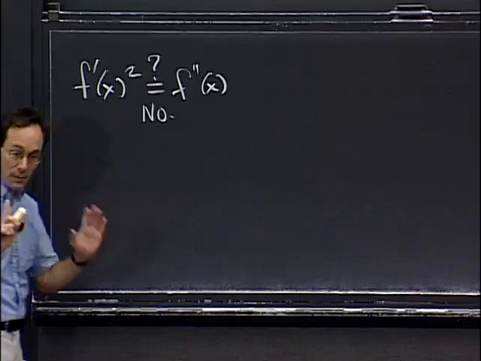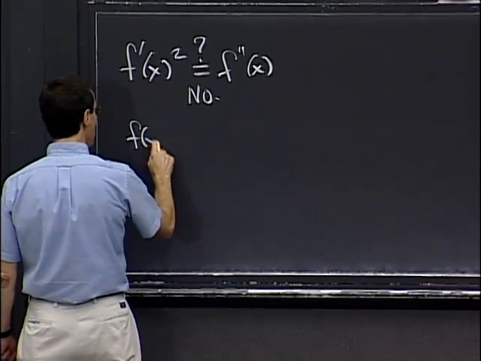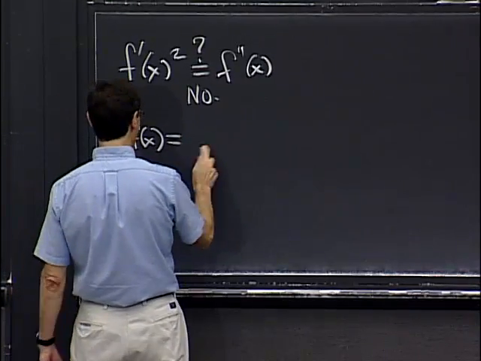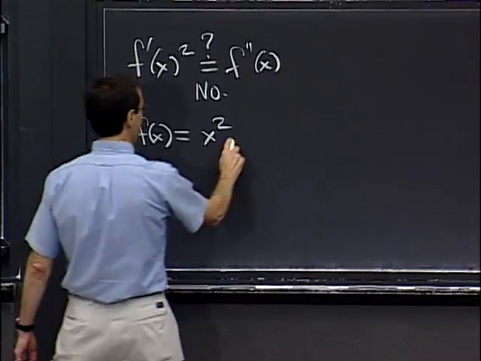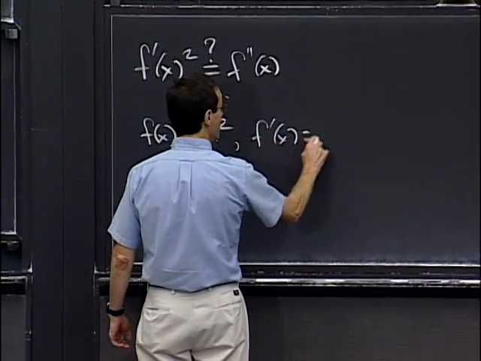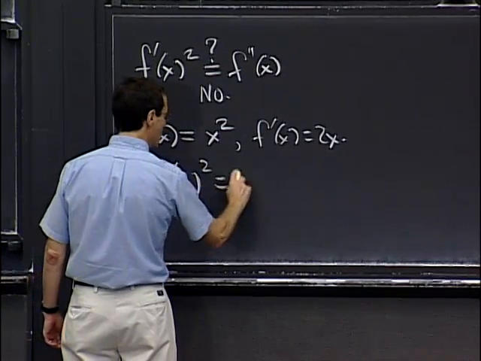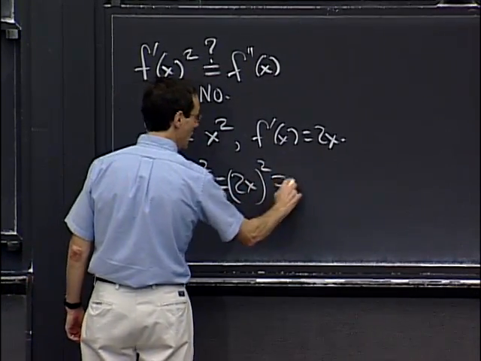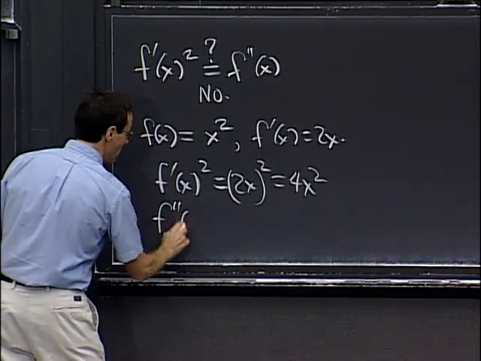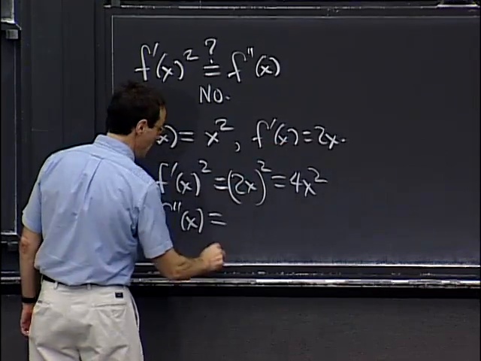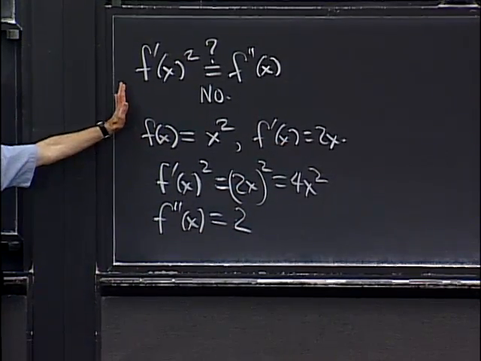All right, now let's just see what it is. So for example, if f of x is equal to x squared, which is an example which will come up in a few minutes, then f prime of x is equal to 2x, and f prime of x squared is equal to 2x, the quantity squared, which is 4x squared. Whereas f double prime of x, if I differentiate this another time, is equal to 2. All right? So they don't mean the same thing.